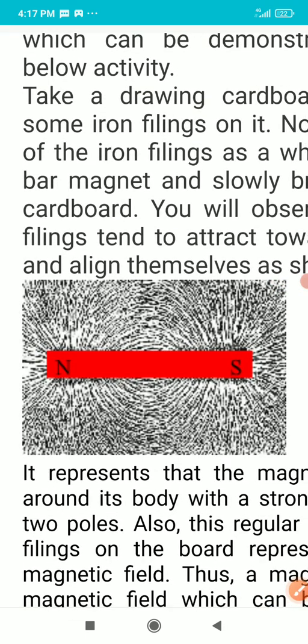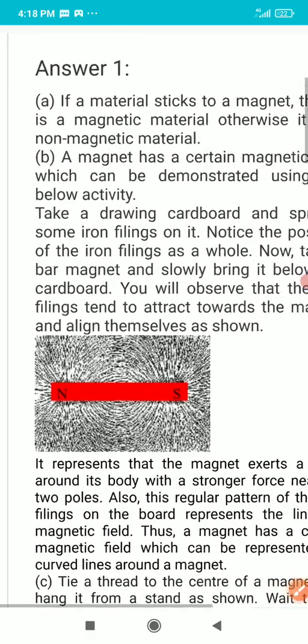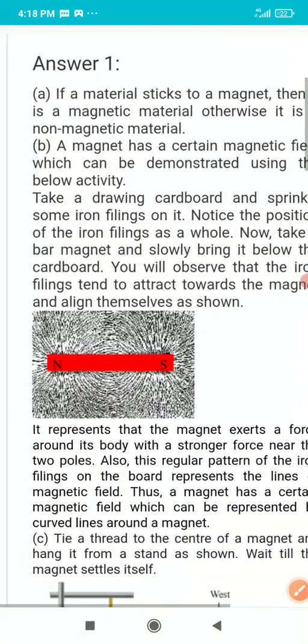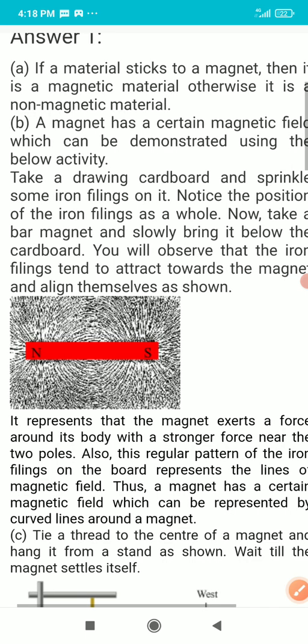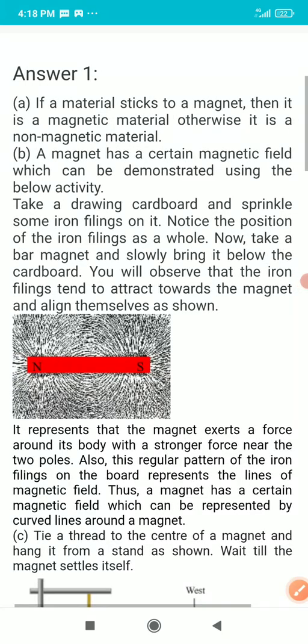The letter N stands for north and the letter S stands for south. It represents that the magnet exerts a force around its body, with a stronger force near the two poles. Also, this regular pattern of the iron filings on the board represents the lines of the magnetic field. Thus, a magnet has a certain magnetic field which can be represented by curved lines around a magnet.